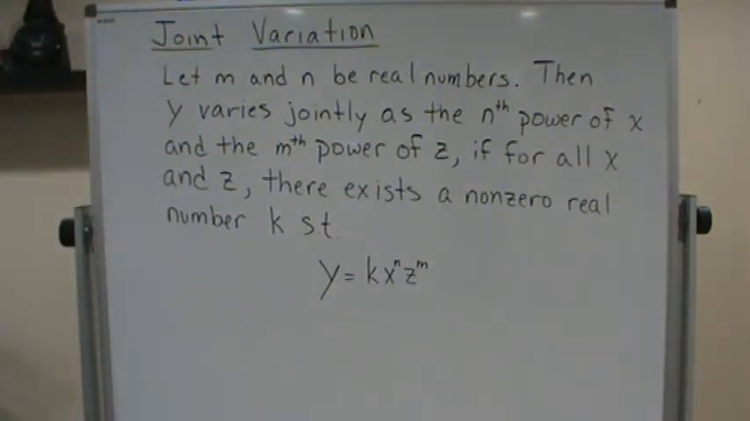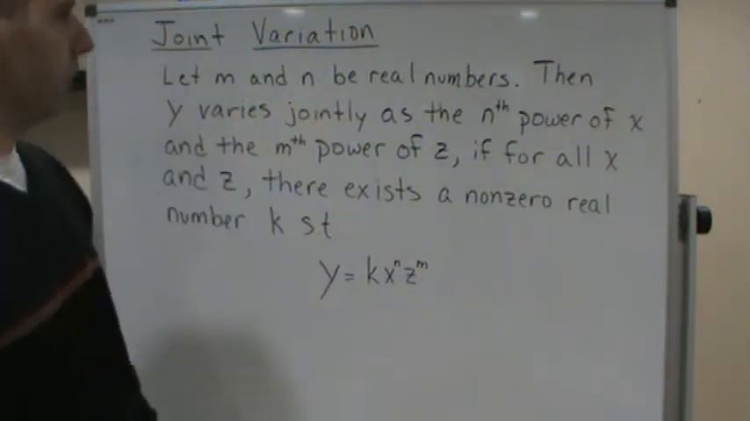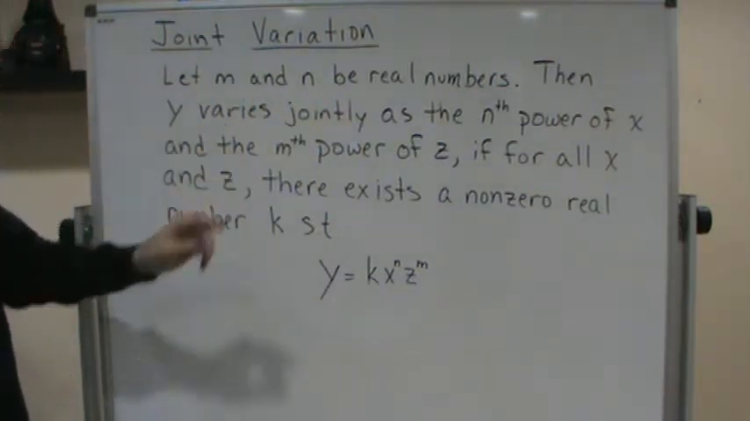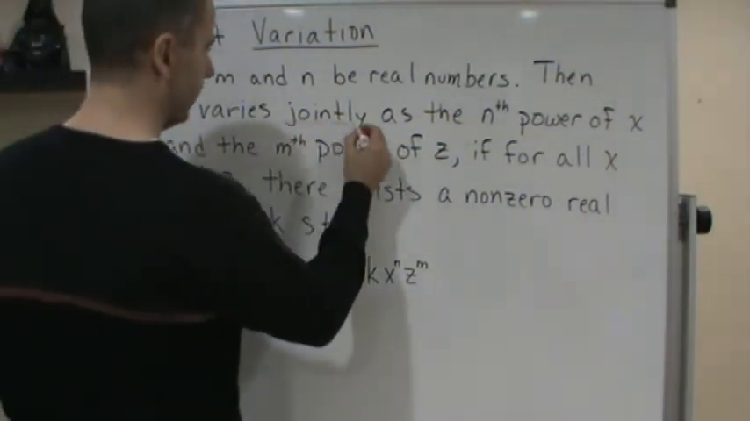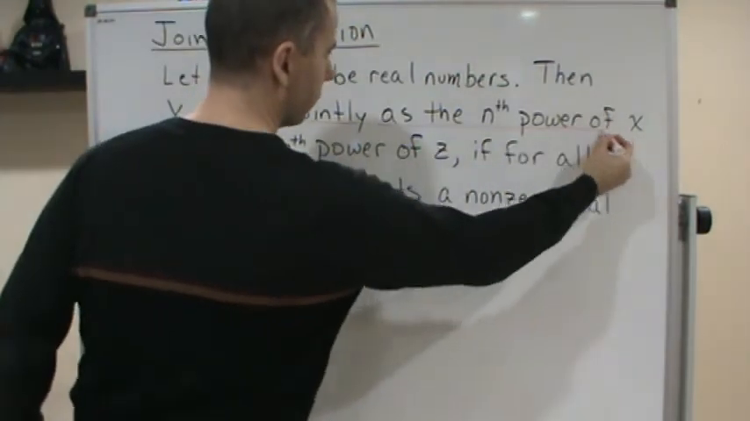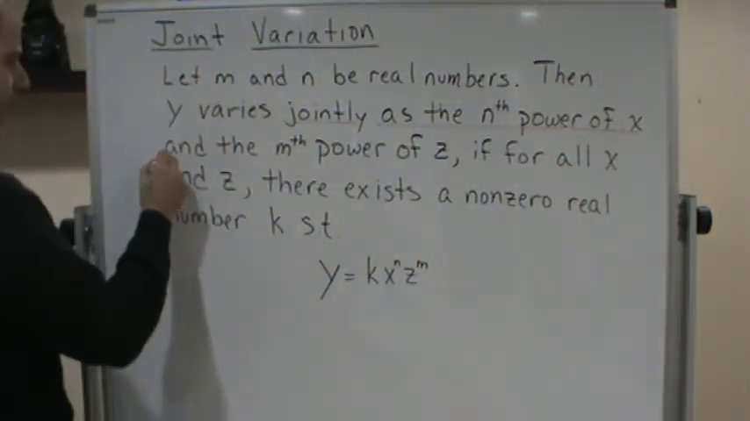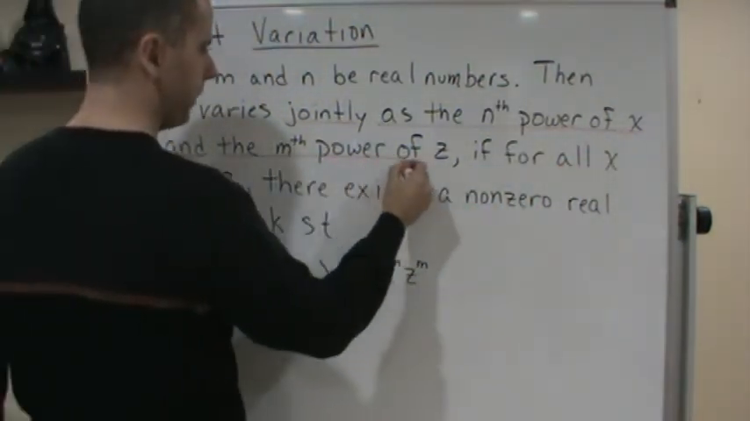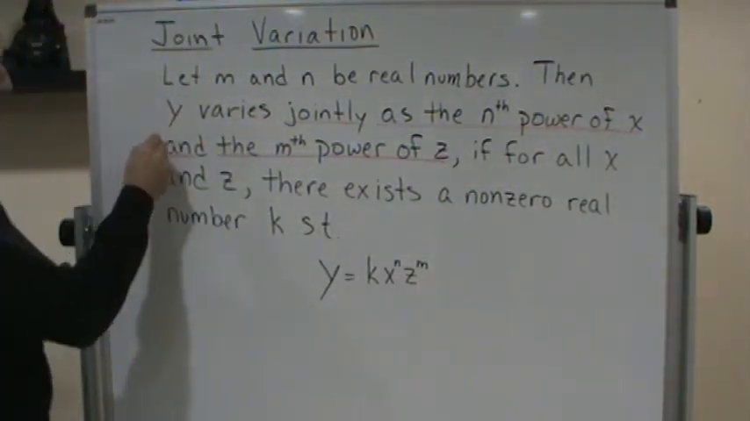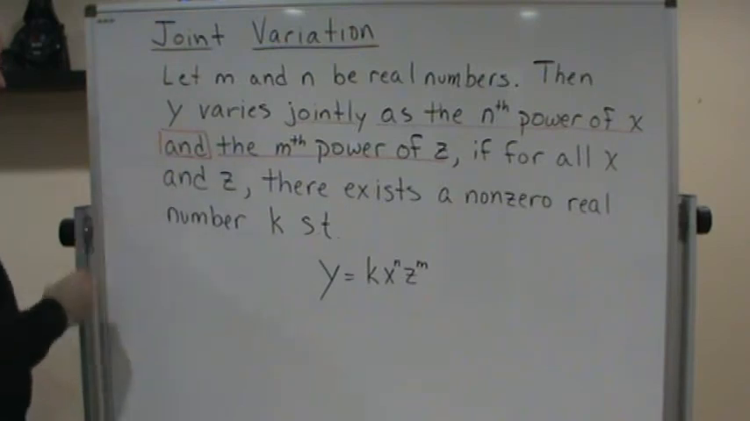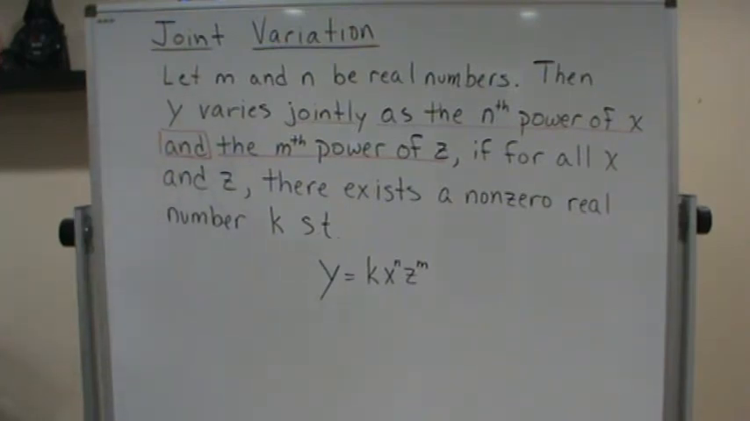In this case here we have joint variation, and it says let m and n be real numbers. Then y varies jointly as the nth power of x and the mth power of z. So there's an "and" in there. Jointly means it's more than one variable.